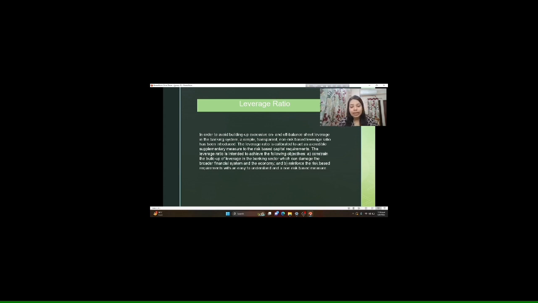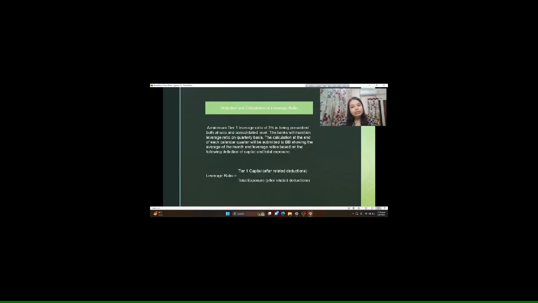So, moving to the next slide. Here we can see the definition and the calculation of the leverage ratio. A minimum Tier 1 leverage ratio of 3% is being prescribed, both at solo and consolidated level. The bank will maintain the leverage ratio on a quarterly basis. The calculation at the end of each calendar quarter will be submitted to Bangladesh Bank, showing the average of the month-end leverage ratios based on the following definition of capital and total exposures.